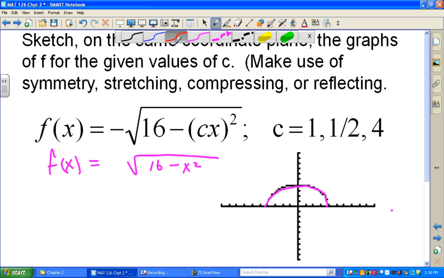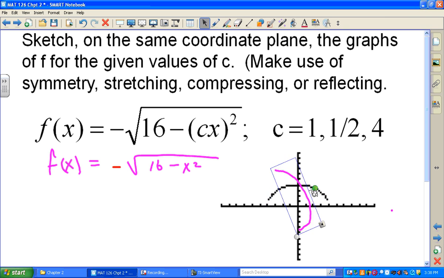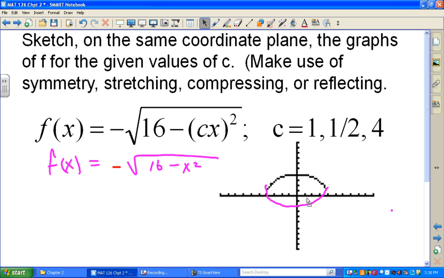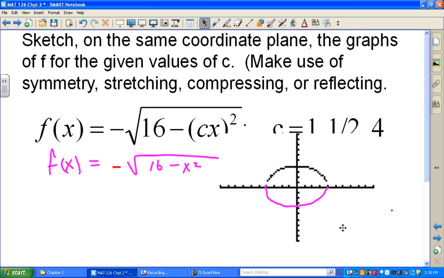What happens if I put a negative in front of it? What's it going to do to the graph? Absolutely, it's going to flip it. And it's going to go down. Okay? So there's what happens when I flip it. That's what that negative does. It flips it.